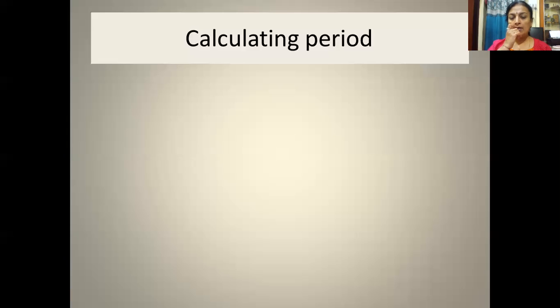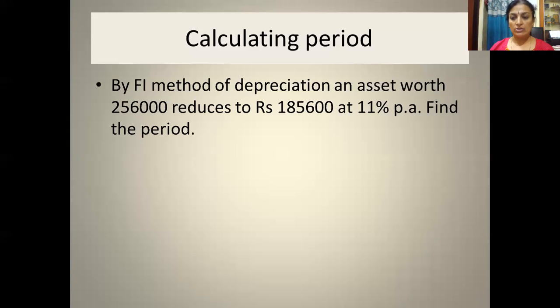Here, I would like to solve one problem of calculating the period, that is N. The problem says that by the fixed installment method of depreciation, an asset worth 2,56,000 reduces to 1,85,600 at 11% per annum. Find the period. First, let us understand what is given in the problem. 2,56,000 is the original value of the asset, which is called P. So P is equal to 2,56,000, and it reduces to rupees 1,85,600.